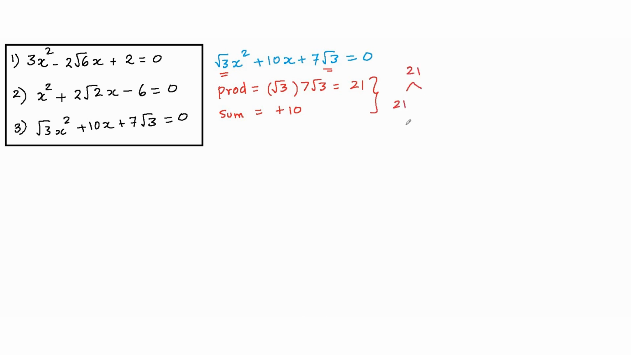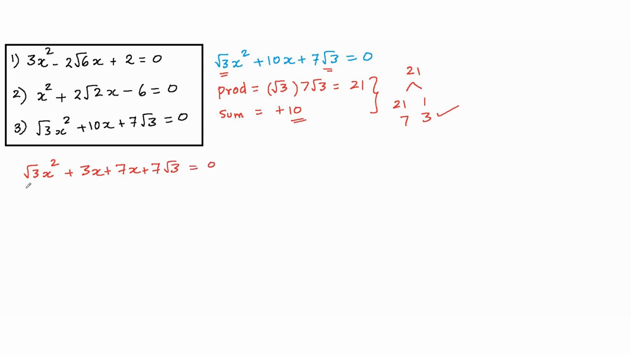So 21 can be split as 21 ones are, but that won't give a sum of 10. Or it can be split as 7 3s are, and 7 plus 3 is indeed 10, right? So I think this is the right combination. So let us write it down now. Root 3x square plus 3x plus 7x plus 7 root 3 is equal to 0.